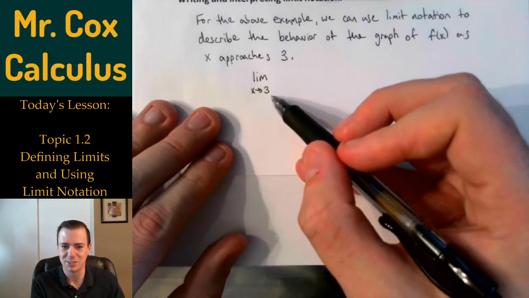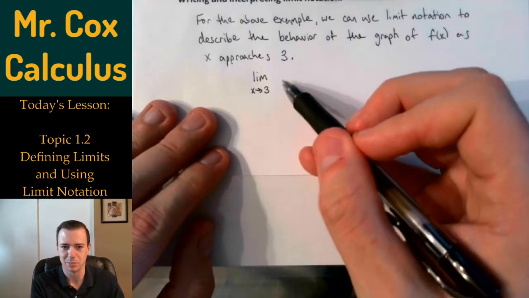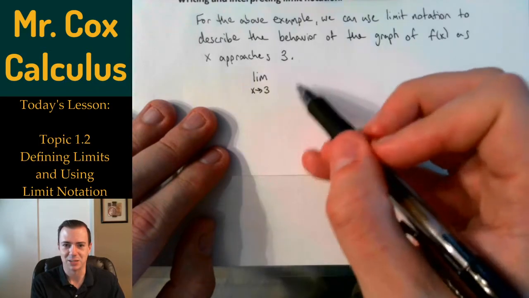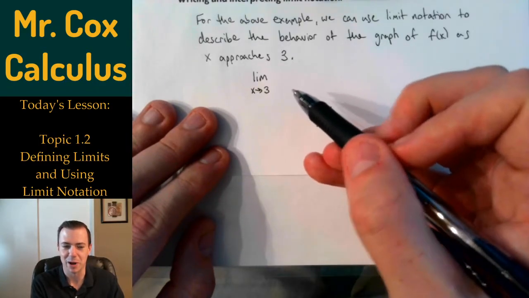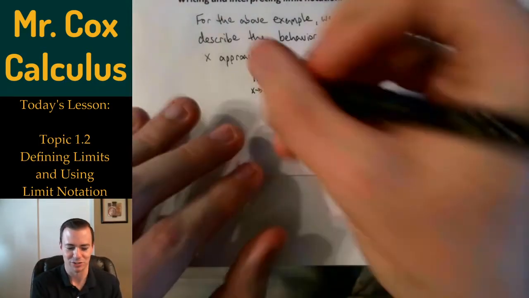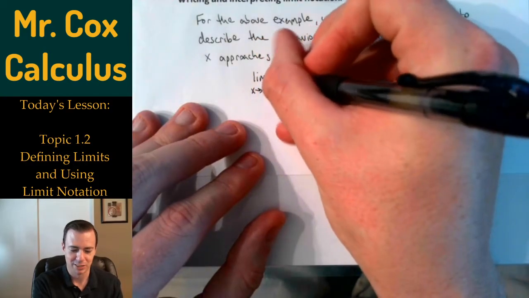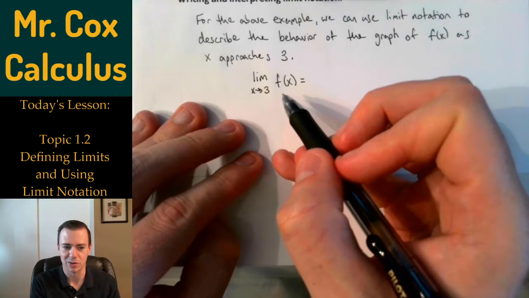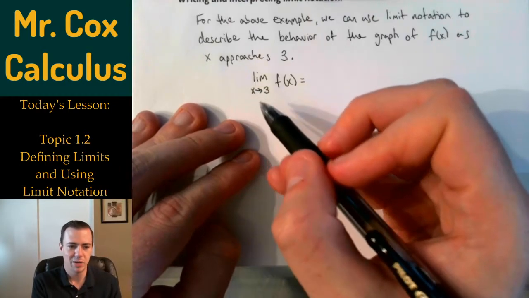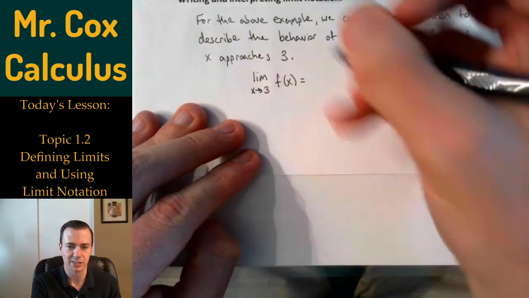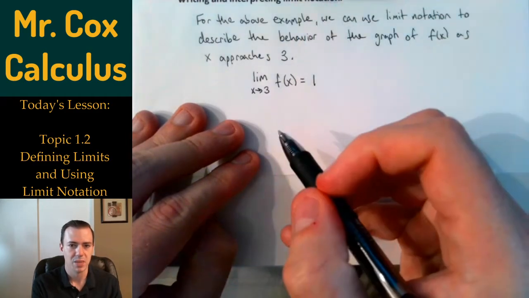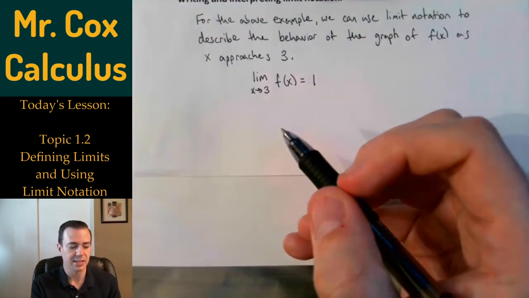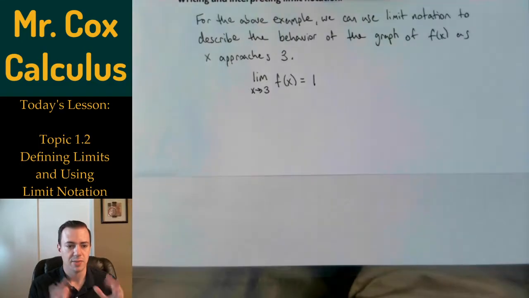What happens as you start to work through some problems is sometimes people forget to actually state what they're looking at the limit of. You're looking at a function. Our function was f of x. So make sure you have some sort of function in there as part of your notation. The limit as x approaches 3 of f of x equals 1. And this conveys that as x is approaching 3, the function values are approaching 1.